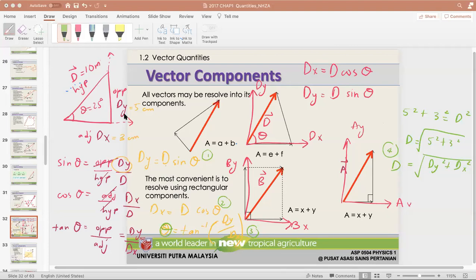Okay, I'm going to start now. So earlier, who asked the question? Ridwan, was it? Yes, me. Ridwan asked, does dx always use the equation d cosine theta, and does dy always use the equation d sine theta? The answer is no, not necessarily. It depends on where your theta is. So let's talk about that.